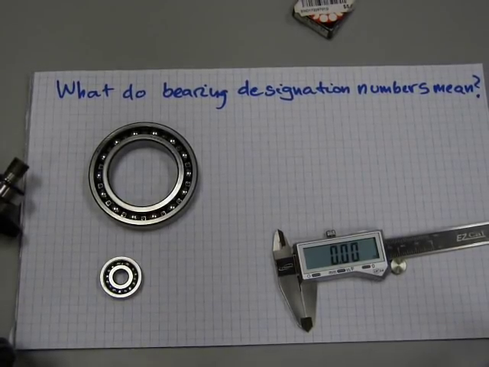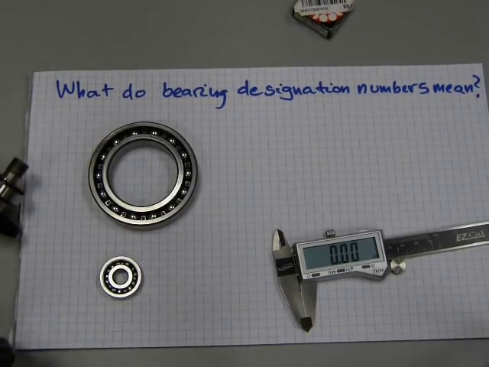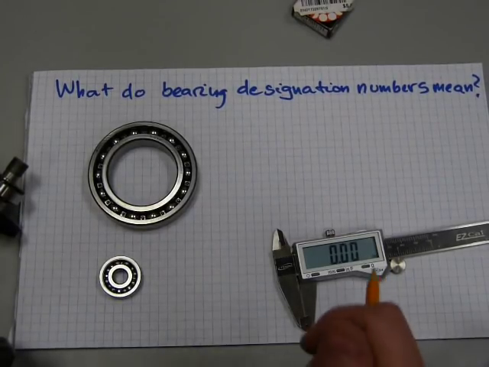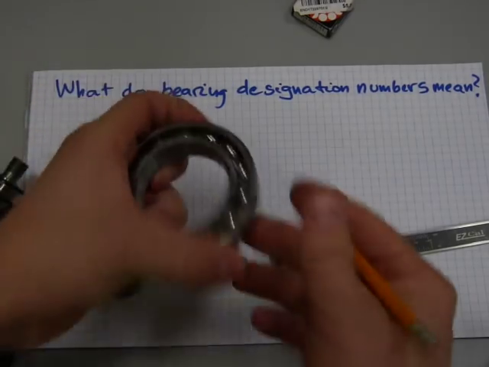In this video, I will shed some light on what the bearing designation numbers mean. On a bearing, you can find other numbers, not only the designation numbers, and I will also help you out a little bit on that one. But the designation numbers are governed by industry standards, so they don't change and they apply universally across the board for all manufacturers. Where do you find those designation numbers?